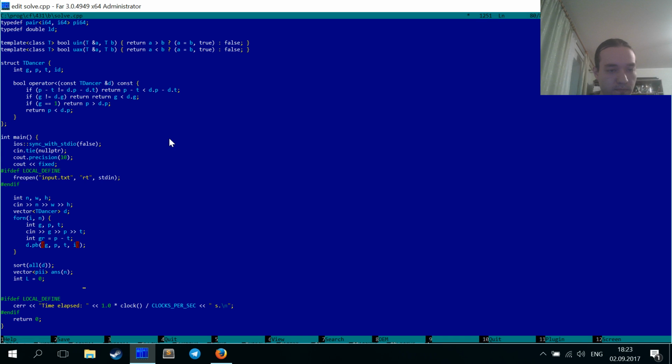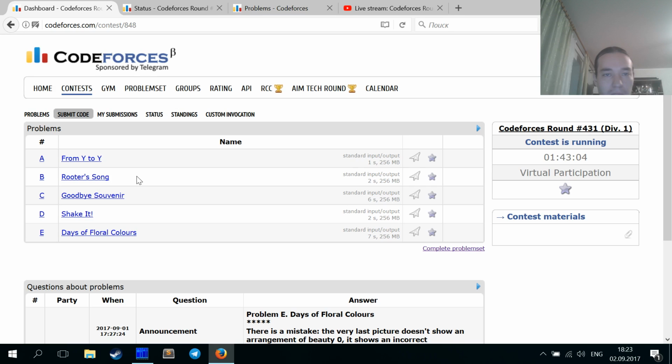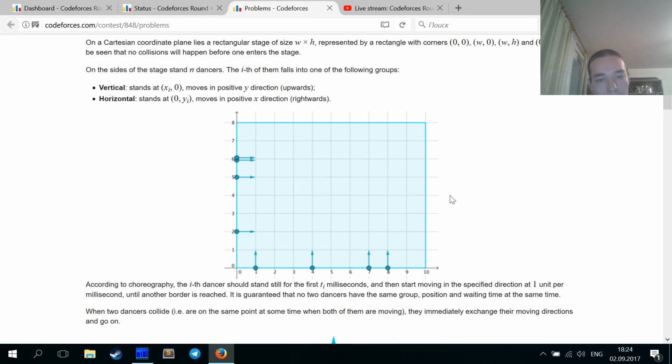Okay, so we have sorted the dancers, and we know that in this group they go in this particular order. So we have to find their finishing positions that will go in the same order. Okay.